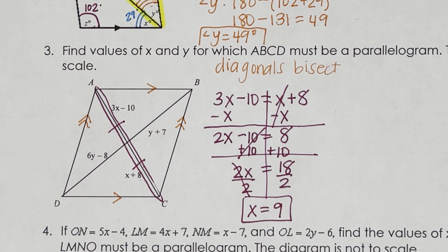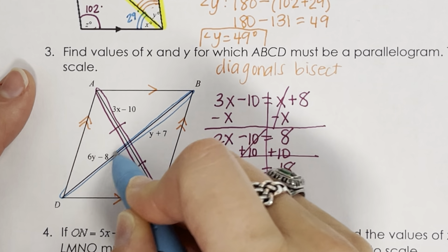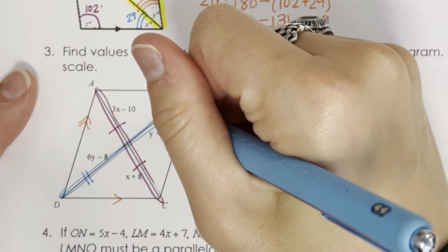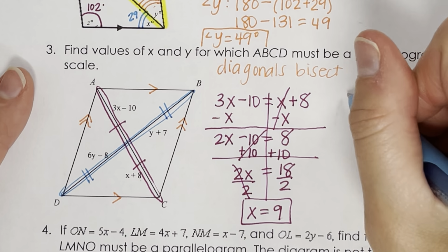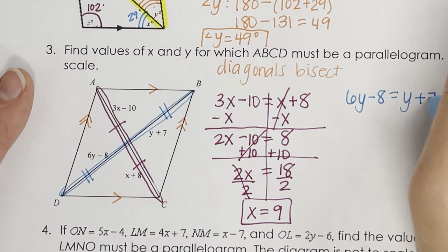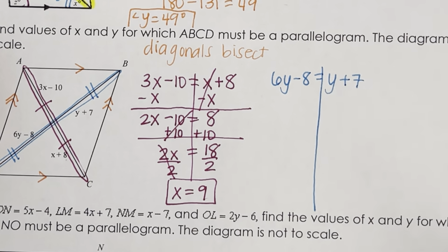Again, same idea because it's a parallelogram. I now have another pair of diagonals, and so these two should be congruent. So this piece here, D to the center, and then the center to B should be congruent. So again, because they're congruent, I'll set them equal. 6y minus 8 equals y plus 7. So again, it's just some quick algebra.